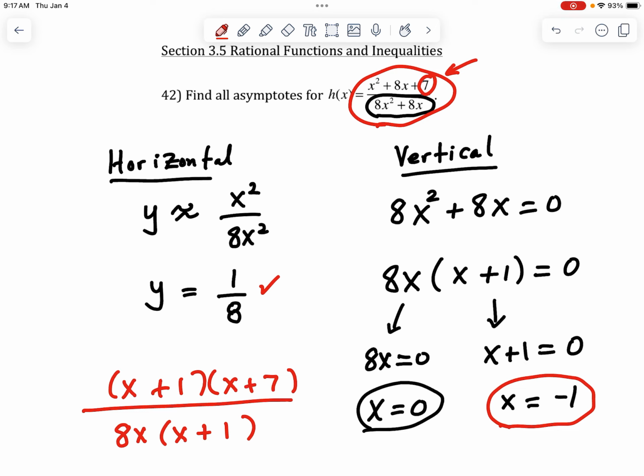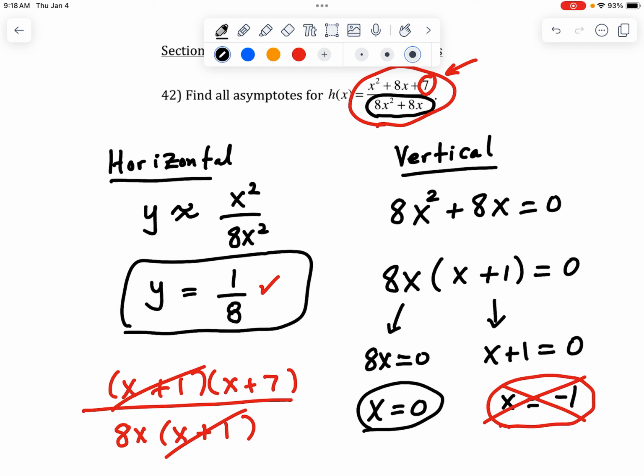And then after you have it factored, notice that x plus 1 shows up on the top and the bottom, so they cancel, which then cancels this answer. So my final answer is the horizontal asymptote was correct, and the x equals 0 for the vertical asymptote was correct, but x equals negative 1 gets thrown out.